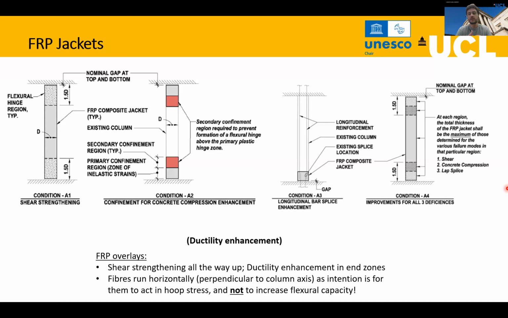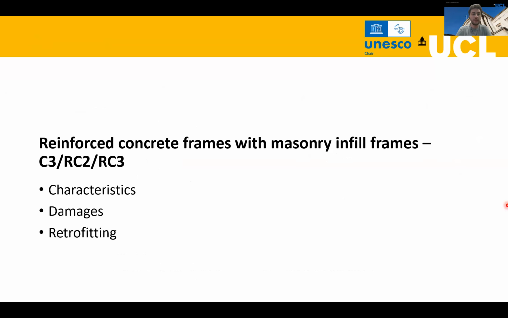You can do FRP jacketing and any type of jacketing, but the advantage of FRP is that you can also install it in different sections of the column, depending if you want, for example, to confine the concrete to increase its capacity, or if you want to retrofit only because of a problem of bar splice encasement. And in that case, you will only add the FRP jacketing in the particular part of the bar splice, or you can improve all the column in different regions. You can install it from the top to the end, and you will have a particular behavior. You can even leave some areas to let the plastic hinge develop where you want it to be developed.